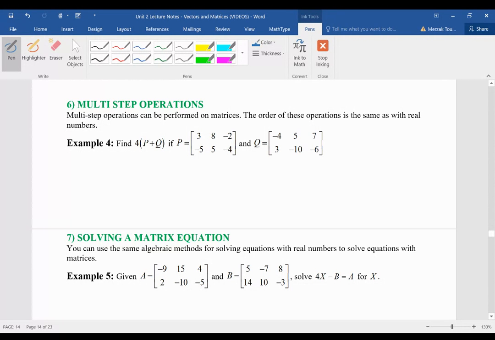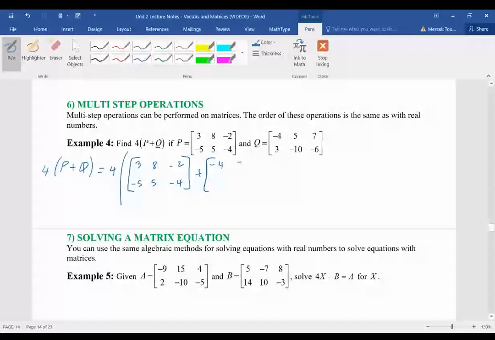Example, find 4 times P plus Q. So 4 times matrix P plus matrix Q. So here's matrix P, here's matrix Q. This is 4 times matrix P, which is 3, 8, negative 2, negative 5, 5, negative 4, and this is negative 4, 5, 7, 3, negative 10, negative 6. So it will be easier to add the matrices first and then we multiply the resulting matrix by 4.